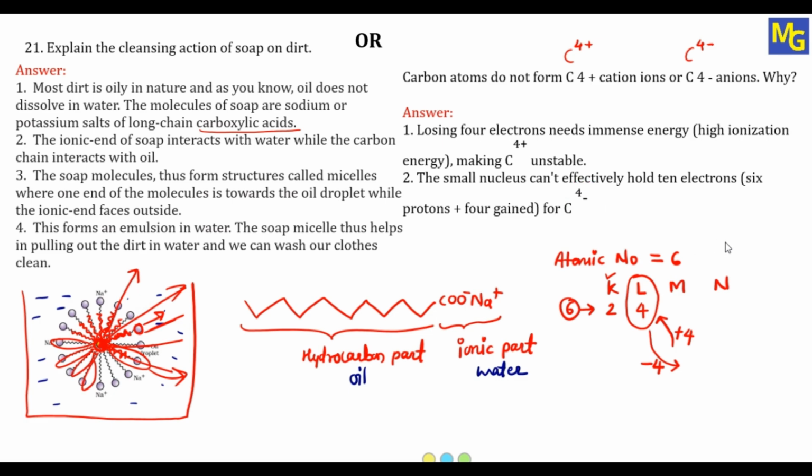And therefore carbon does not form C plus 4 and C minus 4. So what does carbon do? It forms covalent bonds by sharing electrons with the other element present beside it. So this was the answer for this question, the option question of number 21. I hope you understood this question. Now we are going to move to the next question.